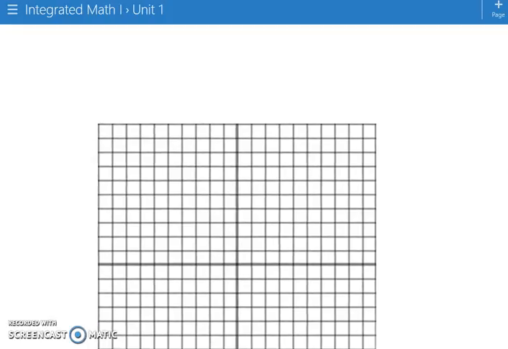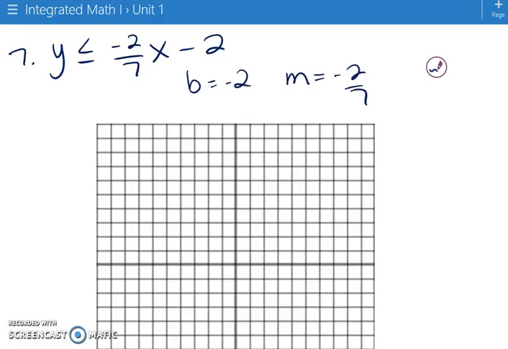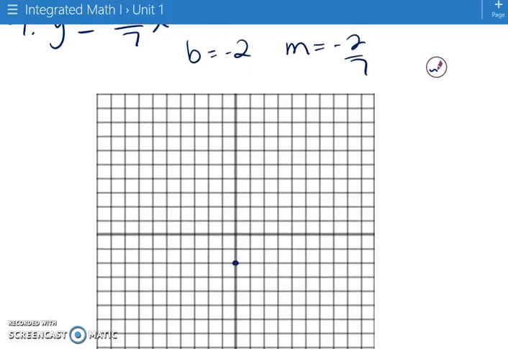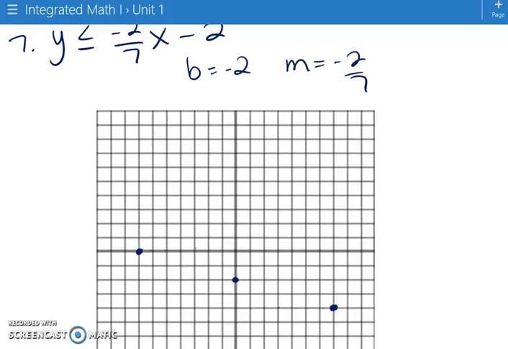I want you to try number 6. I'll do number 7. y is less than or equal to -2/7 x minus 2. So my y-intercept is -2. My slope is -2/7, so I'll start at -2. I'll go down 2 and to the right 7. That gives me 2 points. I can use my slope to go backwards too, so that I get 3 points. Since it's less than or equal to, I know that it's going to be a solid line.